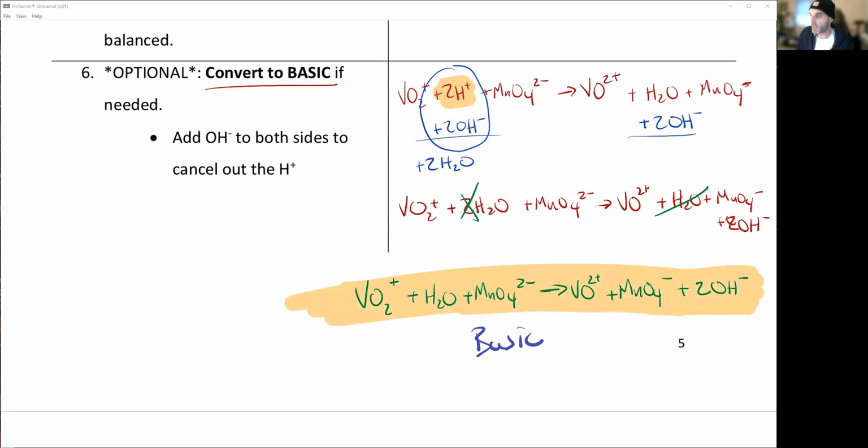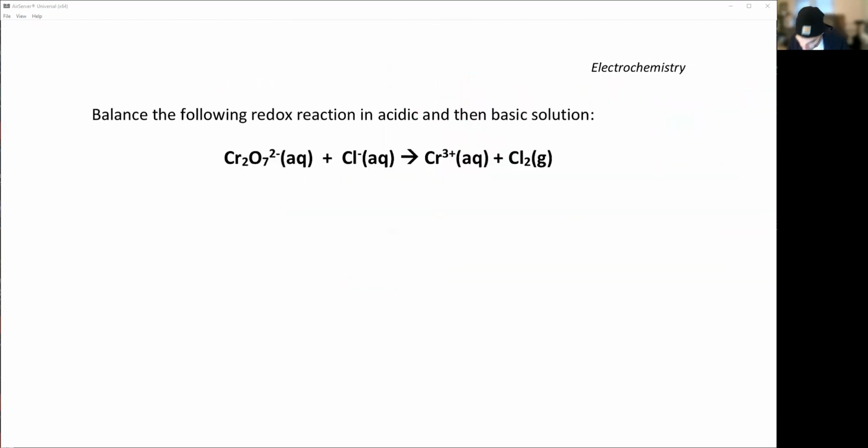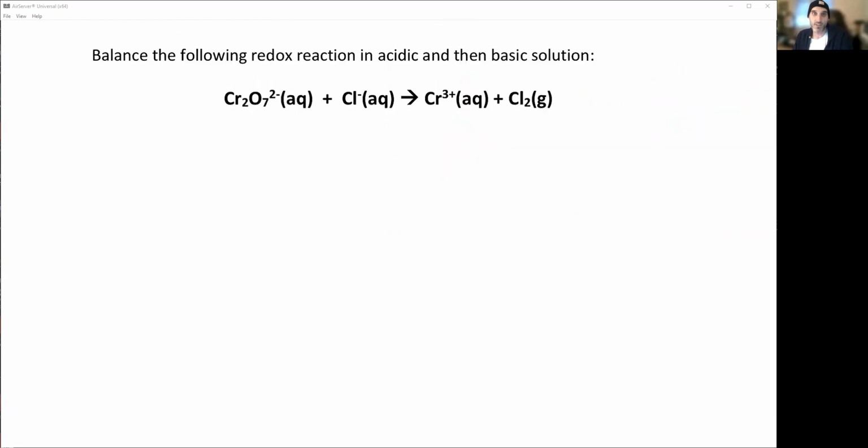That's how we convert to basic. So balance in acidic and then convert to basic if you need to. Okay, so balance this redox reaction. Give this a go, but I'm going to do it right now with you. This one is a little bit more complicated, but not too much more.